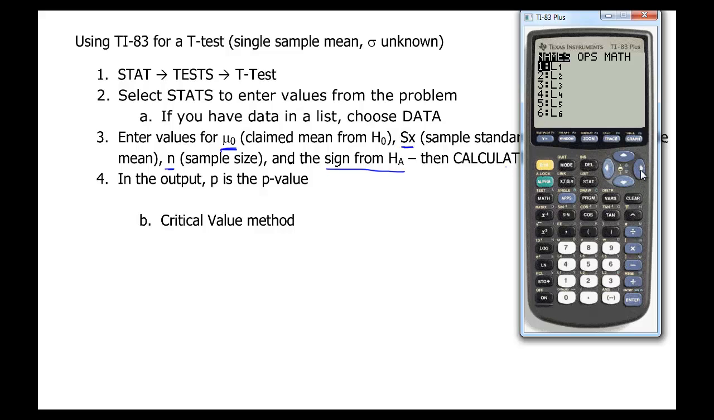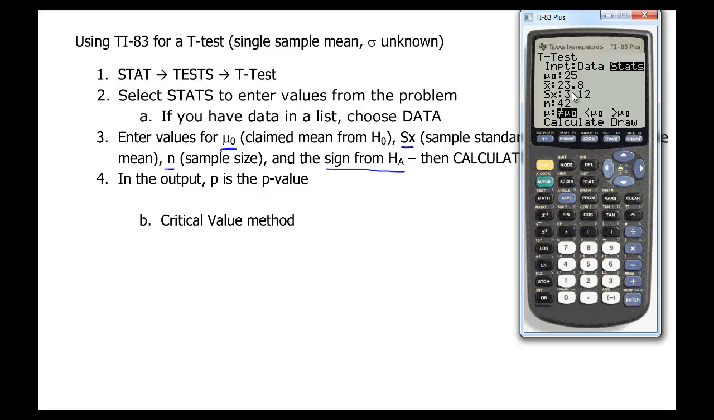So in your stat menu, we're looking for tests, and this is a t-test. We're comparing one sample mean to a population mean, and we know the sample standard deviation only, so it's a t-test. Again, if you had entered a list of numbers into your calculator, you'd use data. If you're given the sample mean and sample standard deviation in the problem, you use stats.